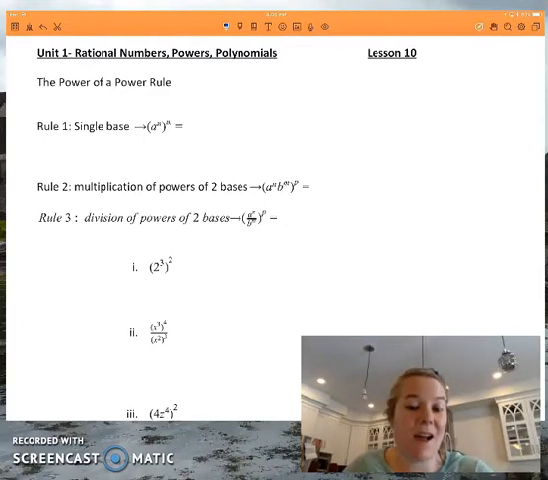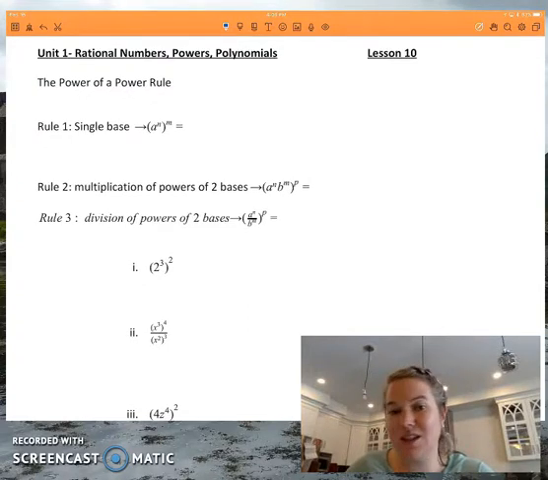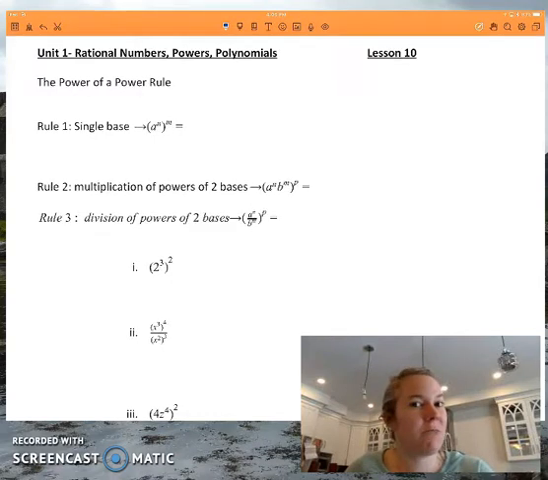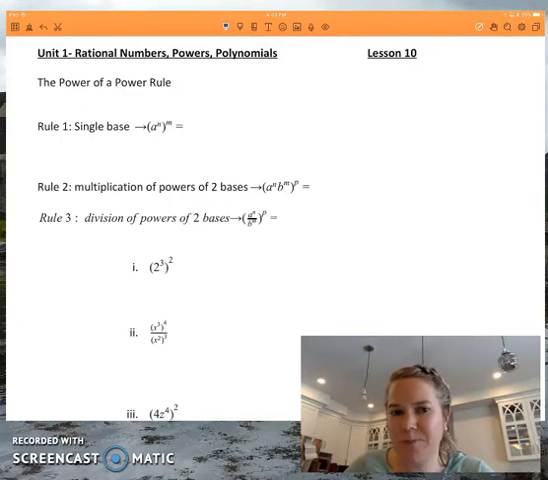So remember that last lesson, I had said there were 3 rules to working with powers: the multiplication rule, the division rule, and the power of the power rule. Now, I don't know if you noticed, but last time we did multiplication and division, and then that was the end of the lesson. We were done. That's because I saved power of a power for its own lesson. So this is lesson 10 in Unit 1, the power of a power rule.